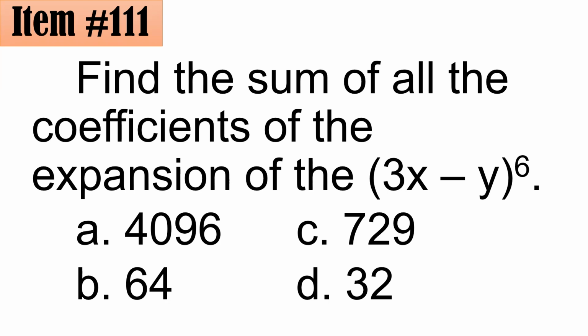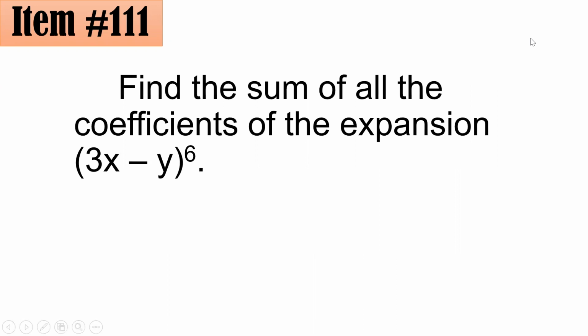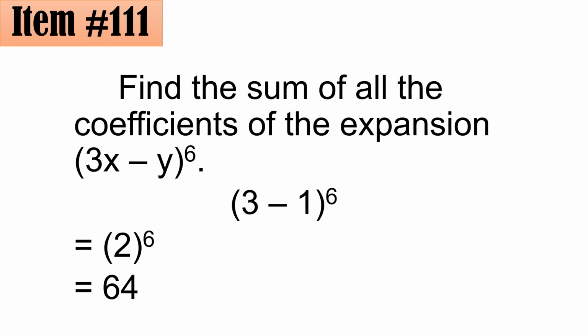If you are just after the coefficients alone, the numerical coefficients, just disregard the x and y. The numerical coefficient here is 3. The numerical coefficient here is 1. Just disregard the x and y. This will become 3 minus 1 to the 6th, which is 2 to the 6th power or 64. Letter B. Okay, yes, I agree, Ma'am Vasquez and Sir Chat. That is our shortcut.